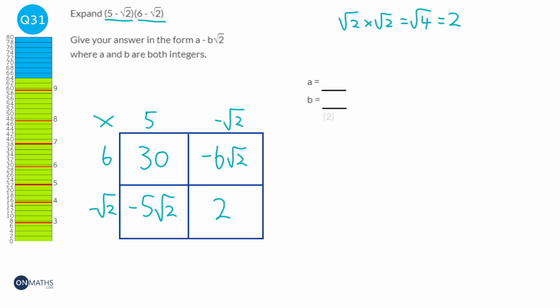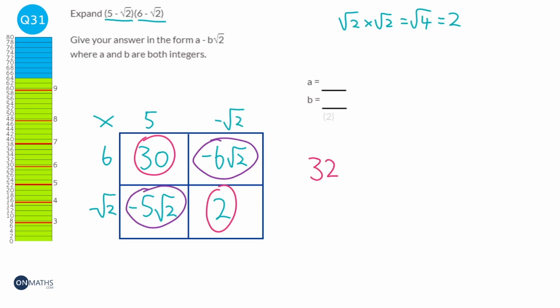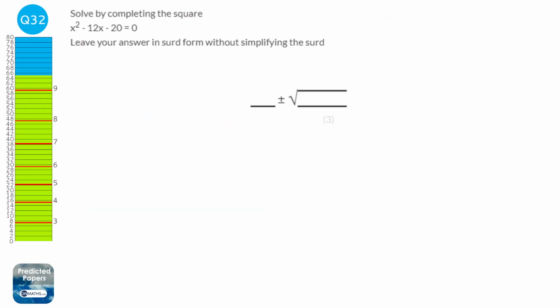Okay, so now we've got to simplify this. Well, these two add together to make 32, and these two here add together, and so that would be minus 11 root 2. So comparing it to the a minus b root 2, a is going to be 32, and b is going to be, well, it's tempting to say minus 11, but there's actually a minus before the b here, so it's just going to be 11.